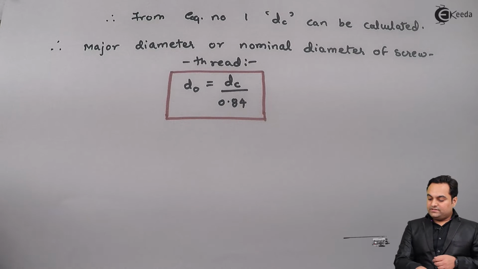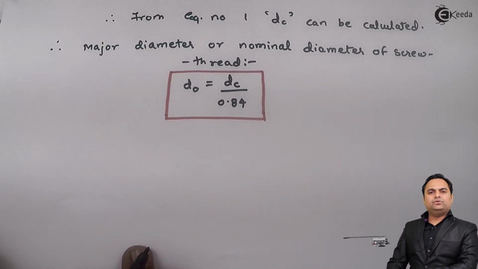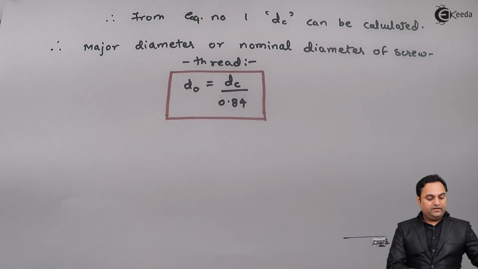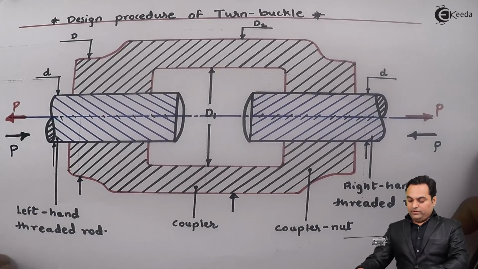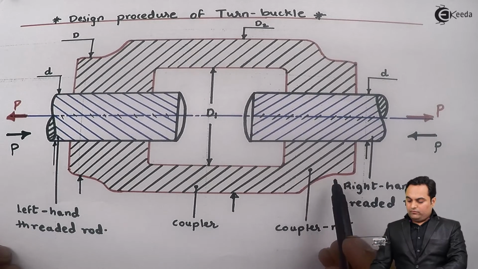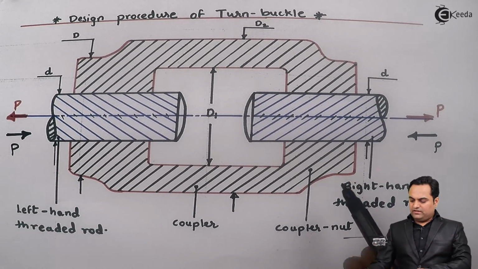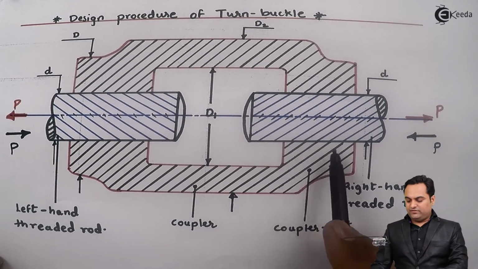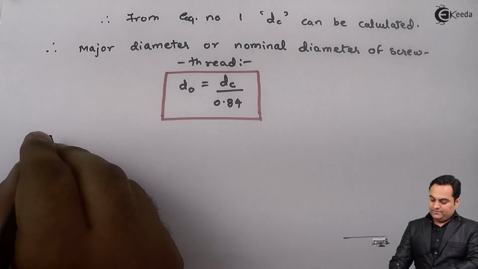Now this is the completion of step number 1. In that we have designed the screw thread for the turnbuckle. Now the second component that we will design is this coupler nut, which holds the screw. For designing the coupler nut, we will be taking 3 cases. First I'll consider tensile failure, then shear failure, and then crushing failure for this coupler nut. So let us get started with its design.